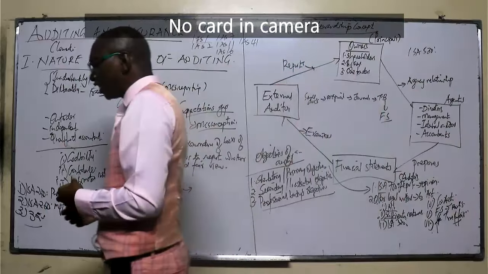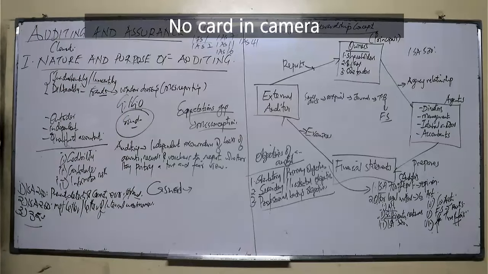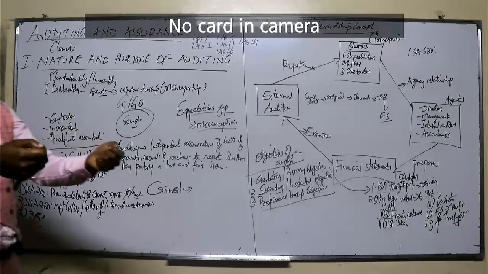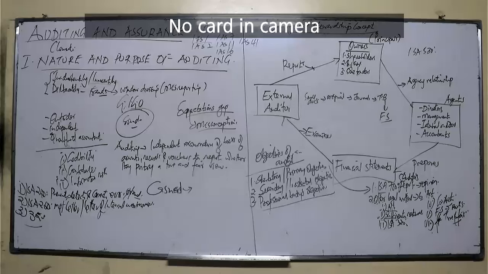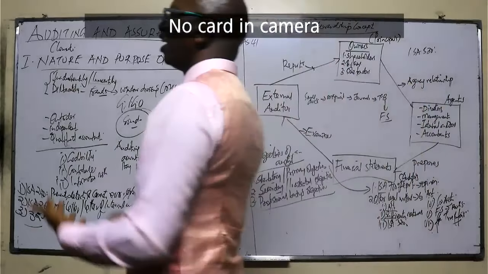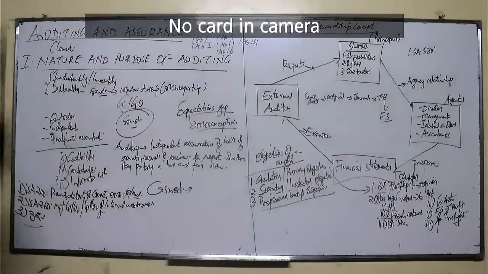Issues of efficiency. What's efficiency? We talk of an entity being efficient if they are using minimum resources to get maximum returns. That's when you talk of efficiency. We advise them on how they can enhance efficiency with regard to production, with regard to sales, with regard to management.